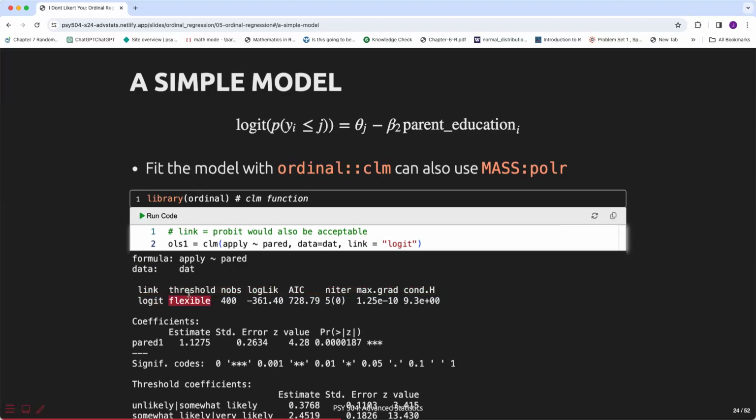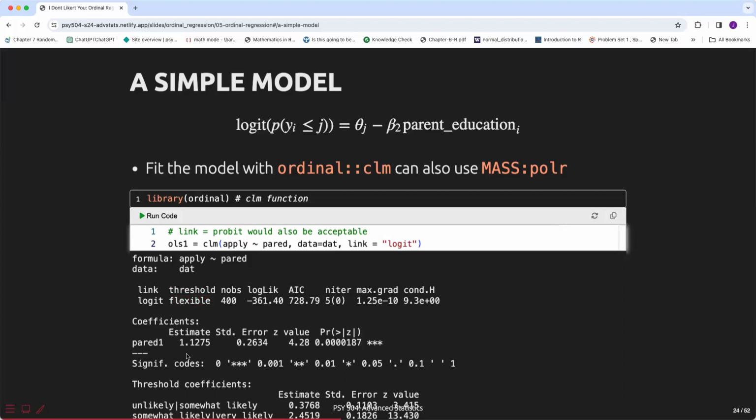This is related to what we talked about, the equidistant intervals between the categories. When we set this threshold to flexible, which is the default, we're basically allowing the data to tell us where our cut points are. We're not saying that they are equidistant from one another, but you can set that as an argument if you wanted. I think that's a little bit too restrictive, but if you had some theoretical reason why you thought the actual space between the cut points was the same, you could set that as well. For right now, we're just going to use the flexible default argument here.